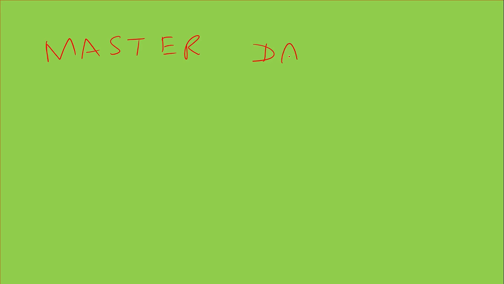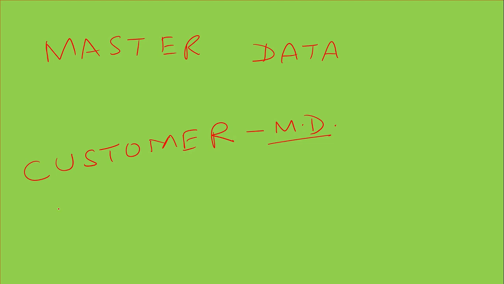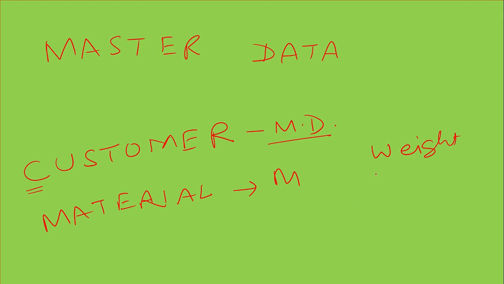So in the example we found that there is the customer master data. Is this the only master data in the system, or is there another also? Yes, like customer, material is one master data. So why are we creating a material master data? Because that material has some weight, right? That material has some characteristics, right? That material has other information like grouping, material grouping.